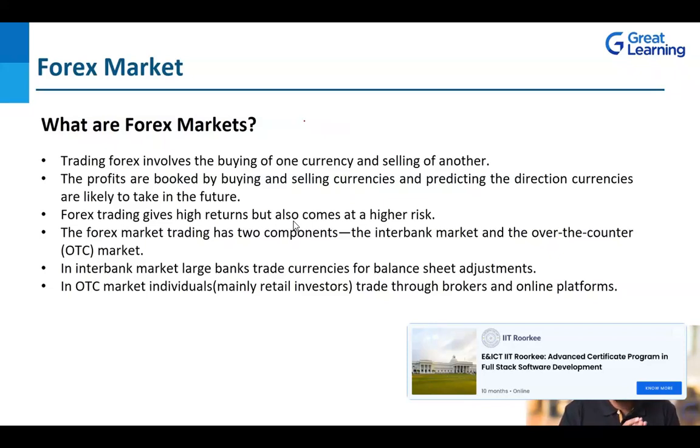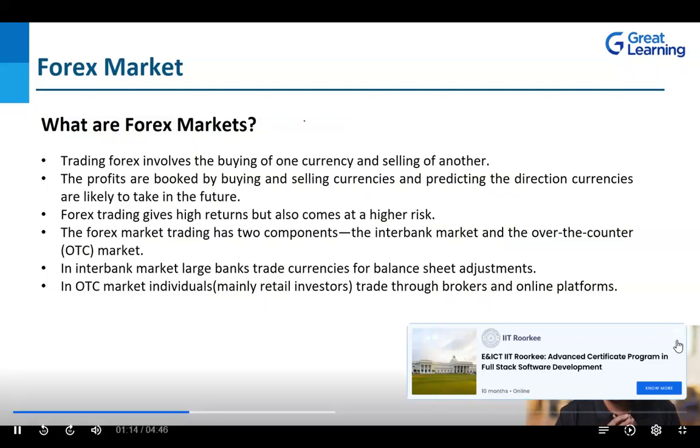Forex market involves buying of one currency and selling of another currency. So the profits are booked by buying and selling and predicting the direction in which these currencies are likely to go in future. So it is not necessary that today you buy the currency and you can predict it right now. You can also take a bet on the next 2 to 3 months. We call it futures. So you can also take a bet on the future price and trade it today itself. So forex trading gives a very high rate of return, but it also comes at a very high risk. You can lose all of your money at once as well, and you can also gain a lot of money at once.